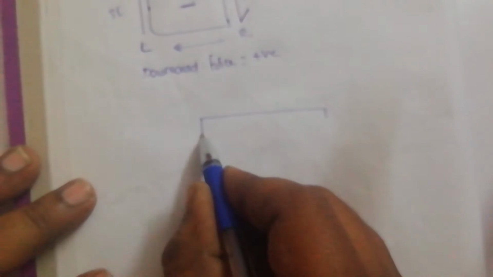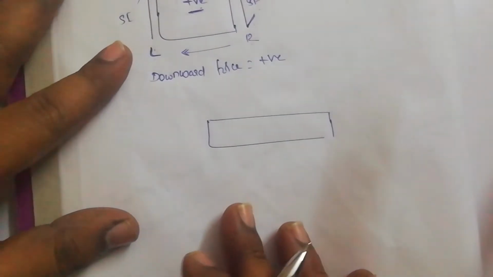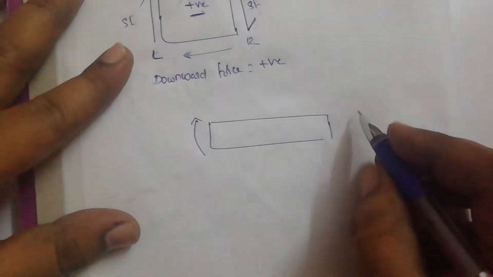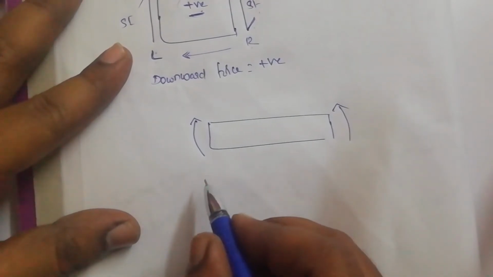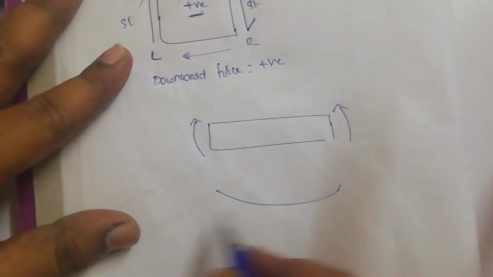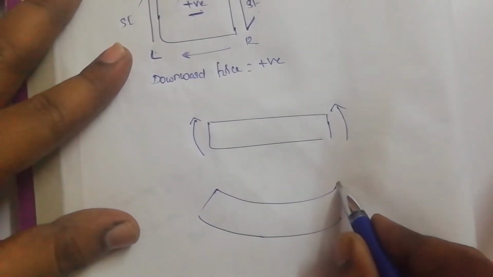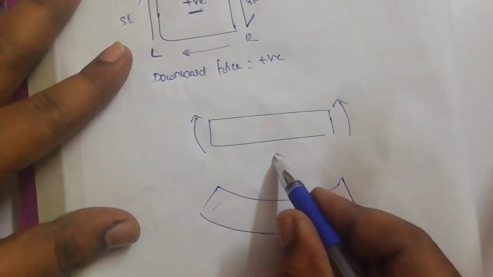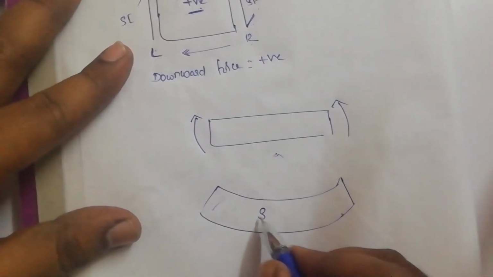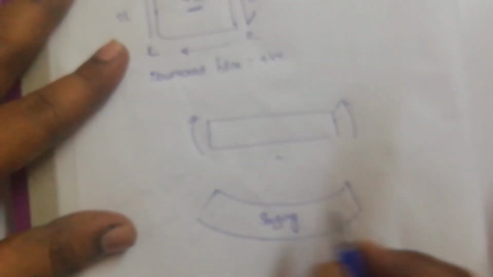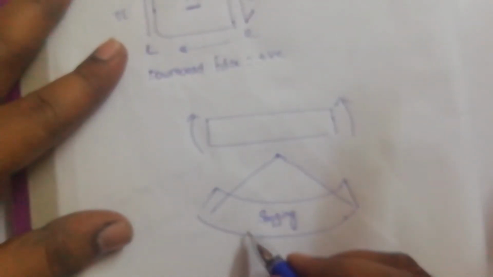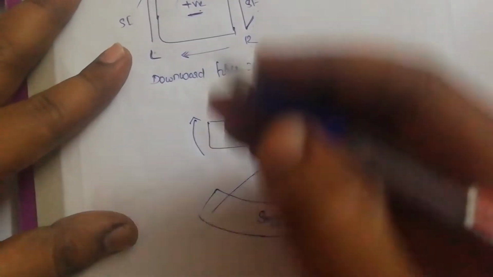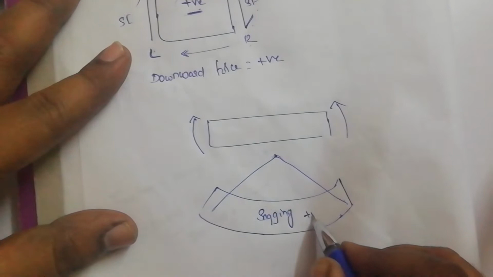Next is for moment. Let us consider an entire beam. If there are two moments acting on either side of the beam, because of which the beam bends like this, because of this bending, its center of curvature will shift to above. This condition is called sagging. Since the center of curvature has shifted to positive direction, this we consider as positive.